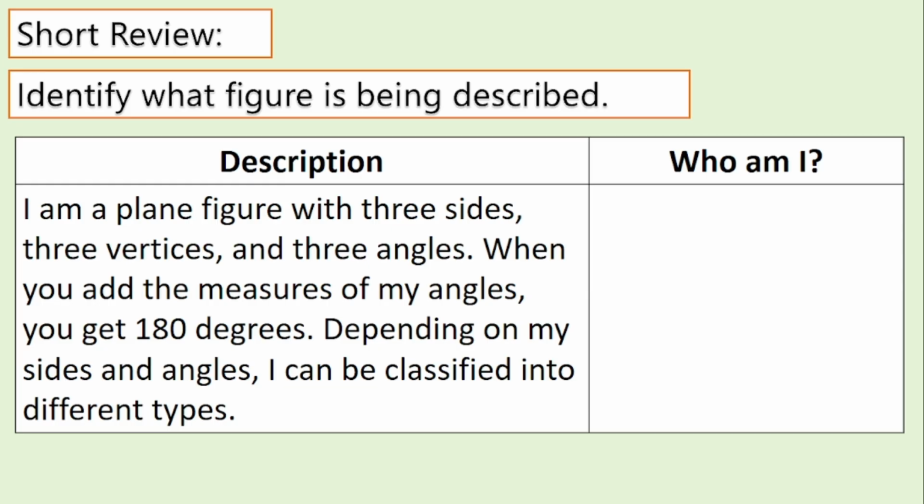Short review. Identify what figure is being described. I am a plane figure with 3 sides, 3 vertices, and 3 angles. When you add the measure of my angles, you get 180 degrees. Depending on my sides and angles, I can be classified into different types. Who am I? So the answer is triangle.